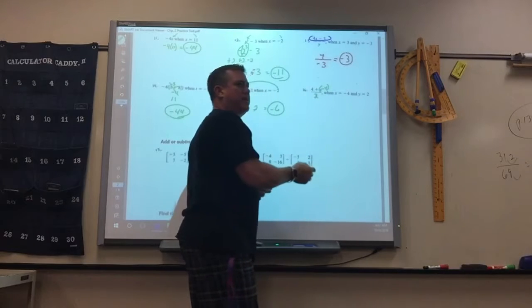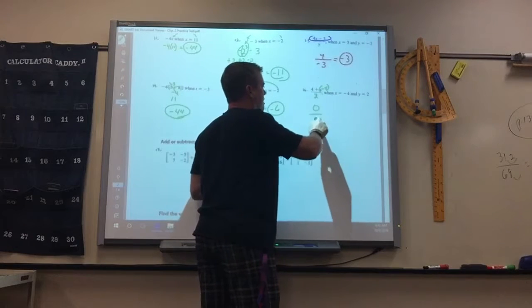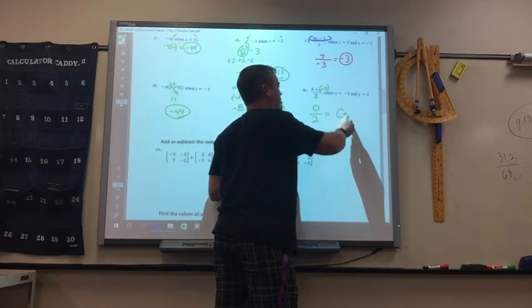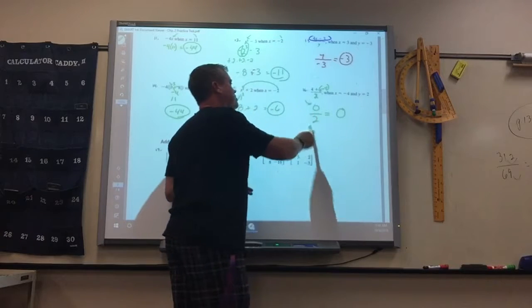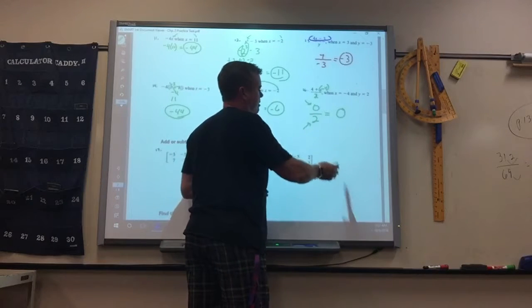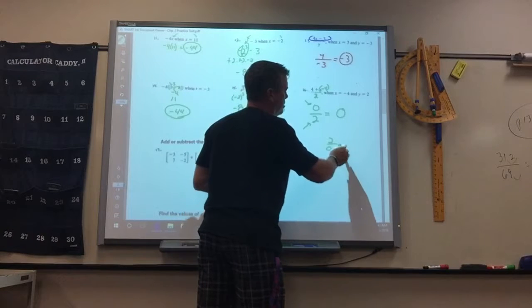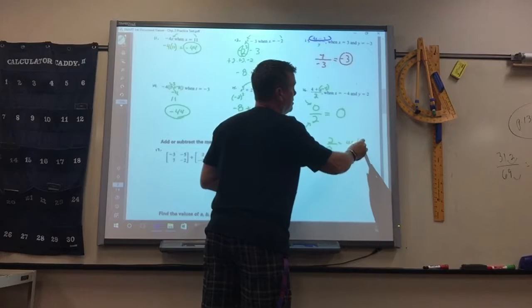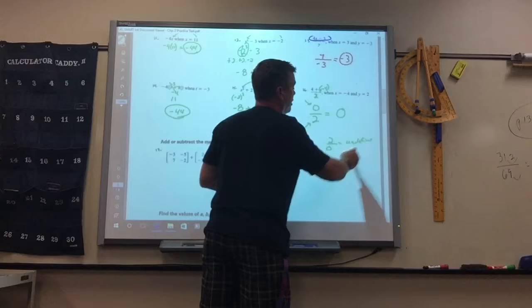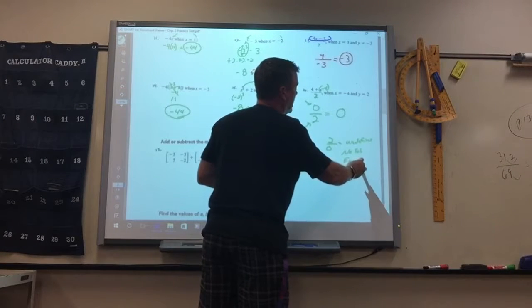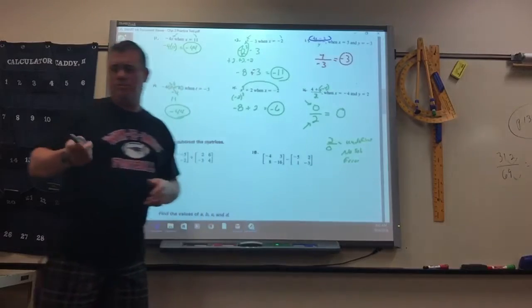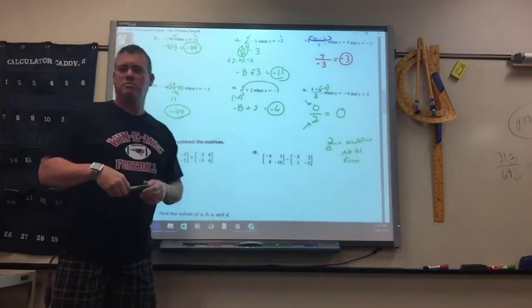What's 4 plus negative 4? 0 divided by negative 2 is 0. Remember, you can have 0 on top, you can't on the bottom. If you ever get like 2 divided by 0, that's undefined or no solution. Your calculator says error. I think you guys said that the new iPad calculators say overload.